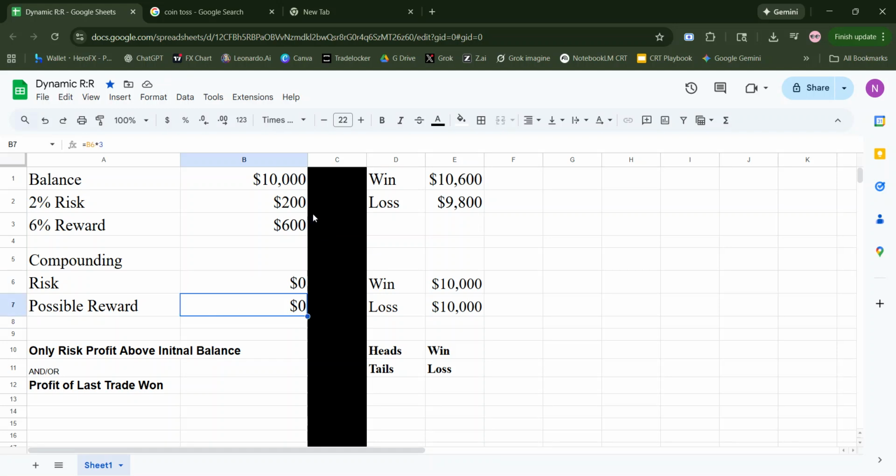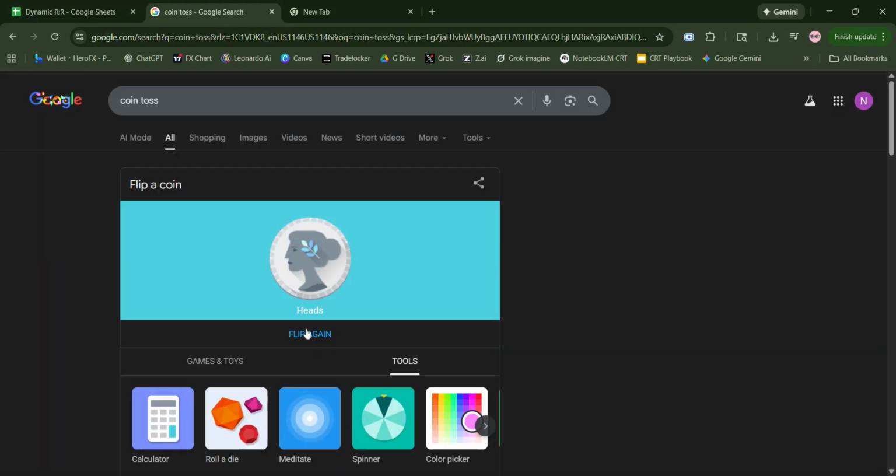So we're risking 200 to try to get 600, right? So we're still getting sizable returns. It's just that we have more money now, so we don't really risk 5%. It's just not necessary. The higher your balance gets, the less you should be risking. So let's go through it.